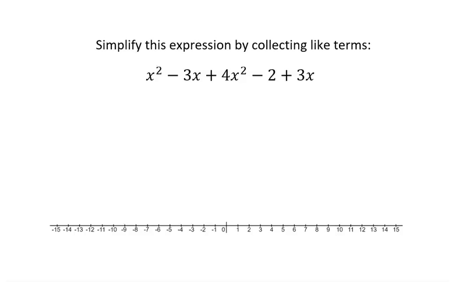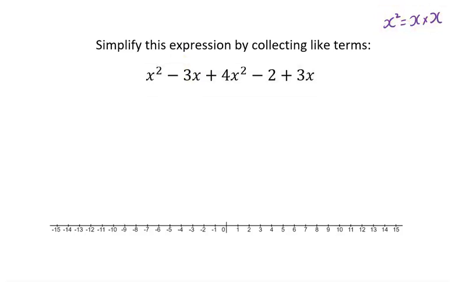Here's another example of simplifying an expression by collecting like terms. Now you'll remember that like terms are terms that have exactly the same pronumerals or letters in their term. So this question's tricky because we have some x squared terms and some x terms. Now you'll remember that x squared is equal to x times x.